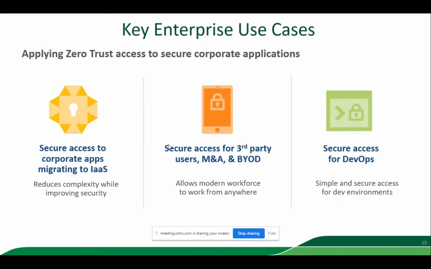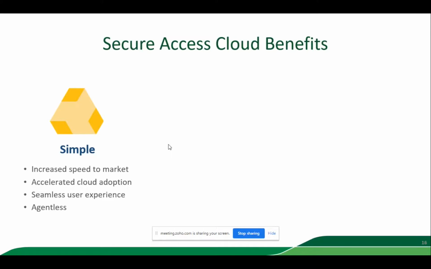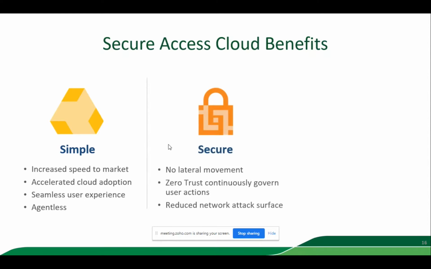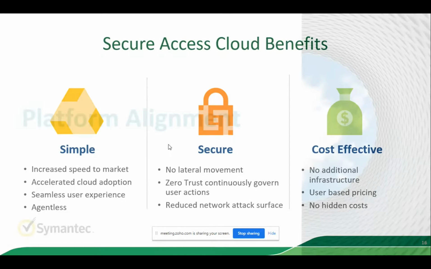The benefits of Secure Access Cloud are: it is simple, so it increases speed to market and accelerates your cloud adoption. It is seamless because it is agentless. The other thing is it's secure: it stops lateral movement, it gives you zero trust, and it also helps you to govern your users and actions. Then it reduces the attack surface. As I said earlier, you're only given access to that application, not to the entire network. Again, it is cost effective. There's no additional infrastructure used. It's user-based pricing, and there are no hidden costs.